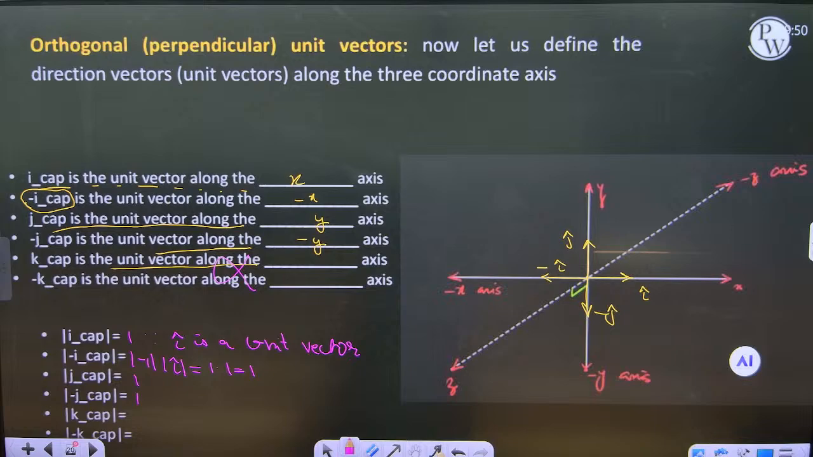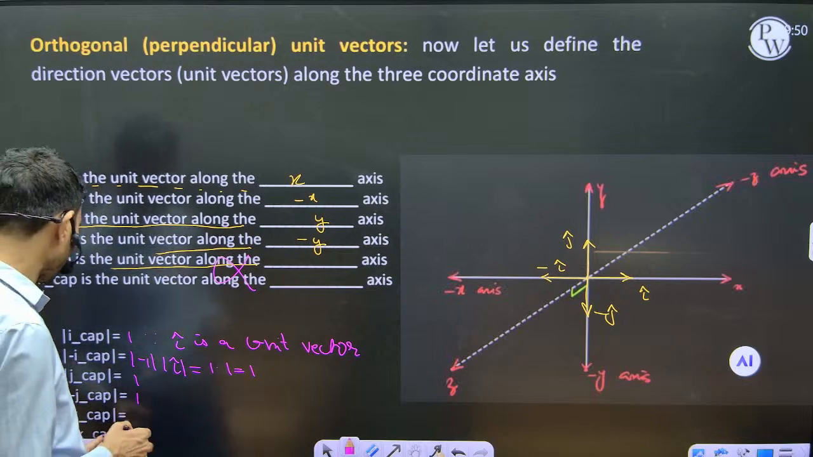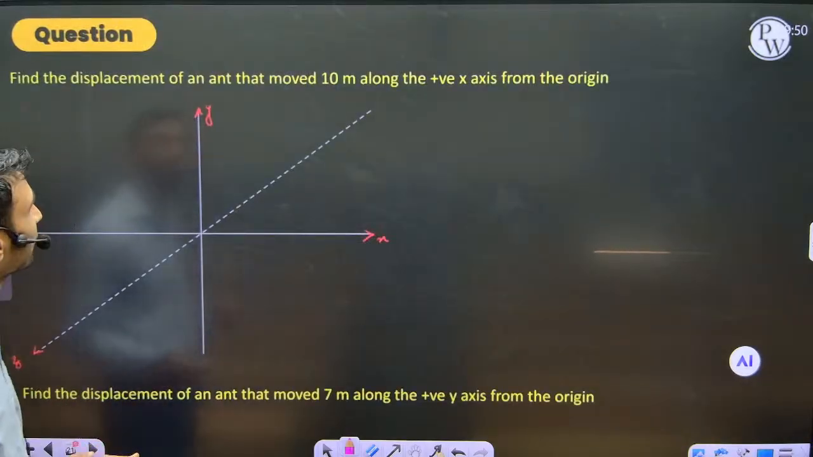Fine. So that's all for this class. In the next class, we'll talk about displacement.